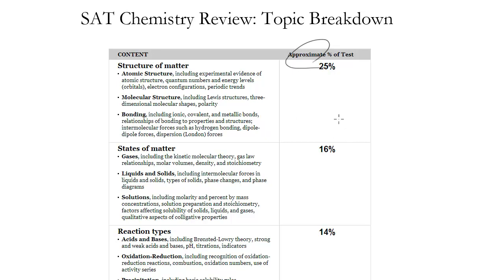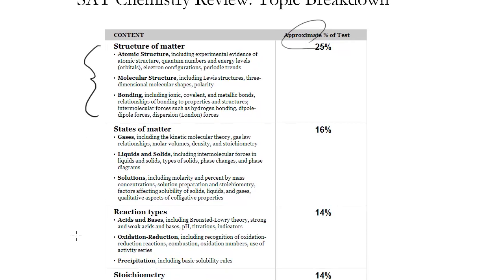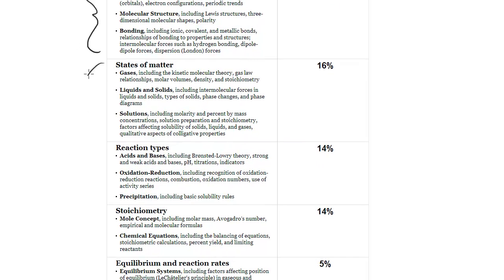these topics represent. So the biggest topic of all is structure of matter. These are things like atomic structure, molecular structure, and bonding. So everything that holds together atoms and molecules. So obviously a really important one. The next is states of matter. So this includes, of course, gases, liquids, and solutions and solids. And this represents about 16% of the total.